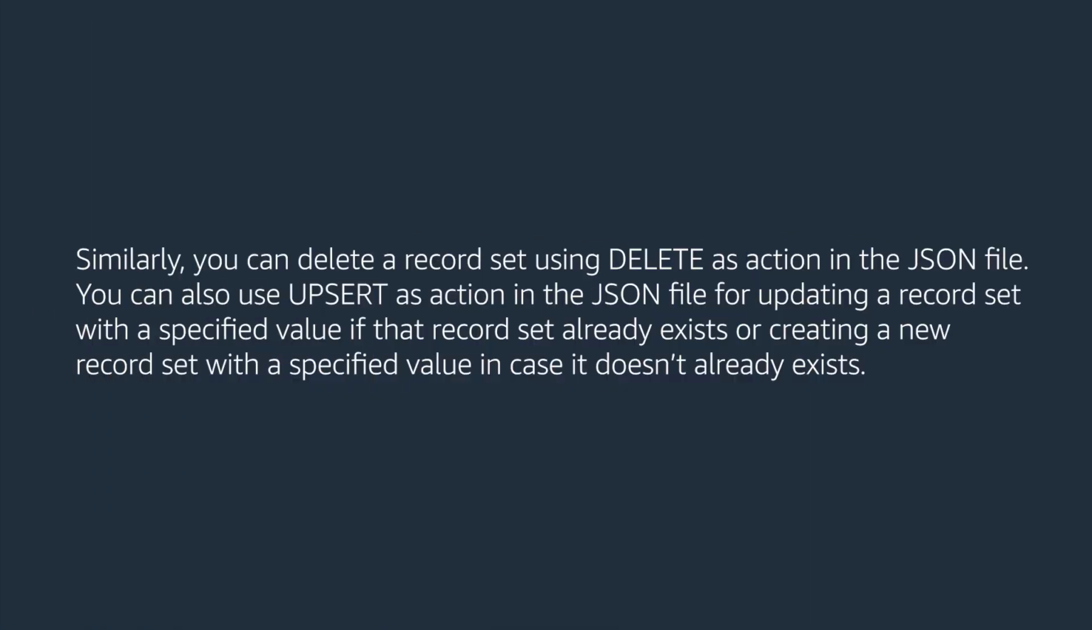Similarly, you can delete a record set using DELETE as action in the JSON file. You can also use UPSERT as action in the JSON file for updating a record set with a specified value if the record set already exists, or creating a new record set with a specified value in case the record doesn't already exist.